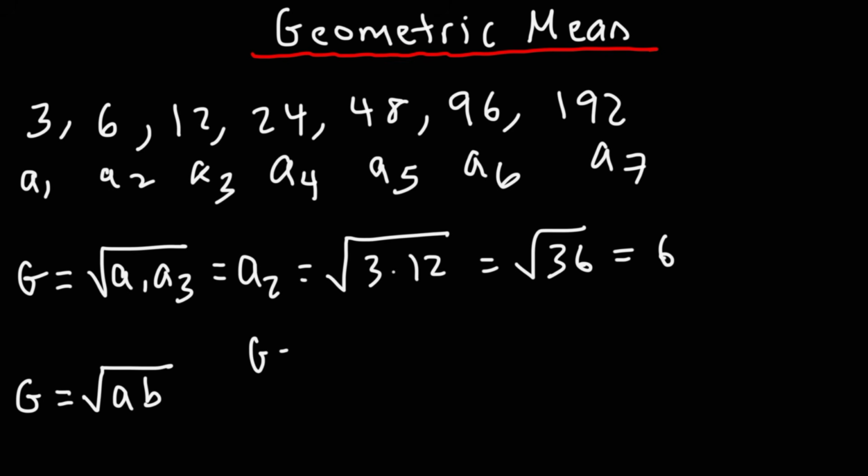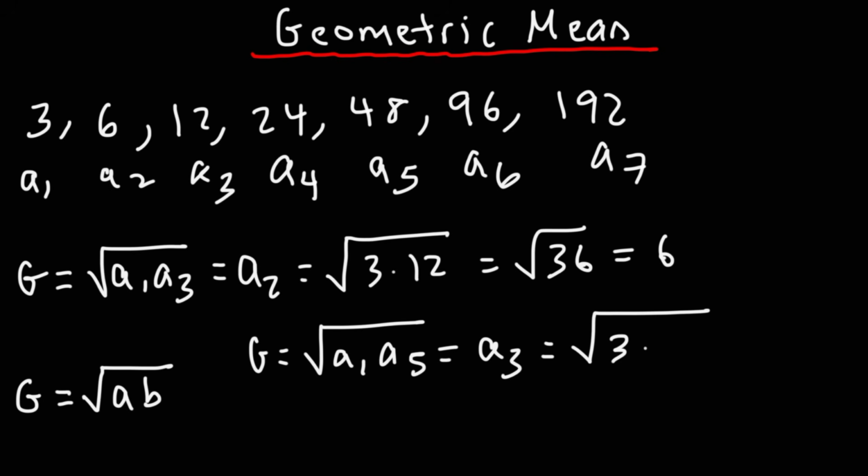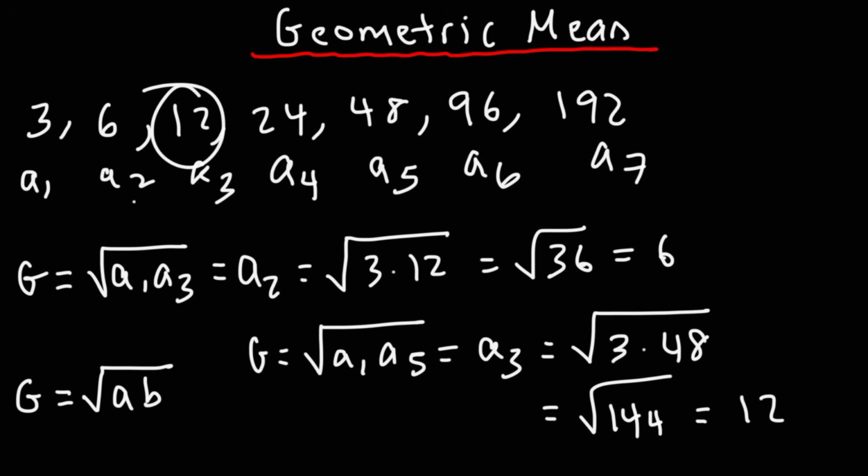So let's say we want to find the geometric mean of a1 and a5. The middle term between a1 and a5 is a3, so we should get that answer. a1 is 3, a5 is 48. And I'm going to use a calculator for this. 3 times 48 is 144, and the square root of 144 is 12, which is the value of a3. So that's how you could find the geometric mean between two numbers. You could simply use this formula. It's the square root of the product of those two numbers.